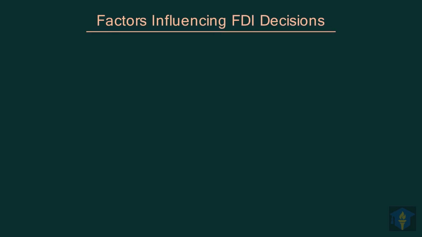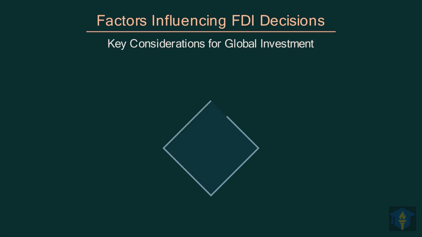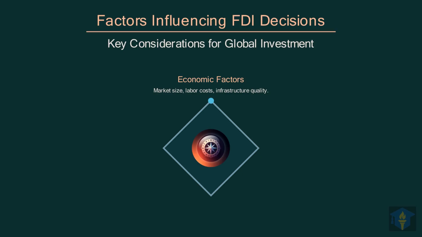Now, let's examine the various factors that influence foreign direct investment decisions. We'll explore the key considerations companies evaluate before making global investments. Economic factors play a crucial role in investment decisions. These include market size, labor costs, and the quality of infrastructure available. Political and legal considerations are equally important for investors. Companies assess political stability, regulatory frameworks, and available tax incentives.